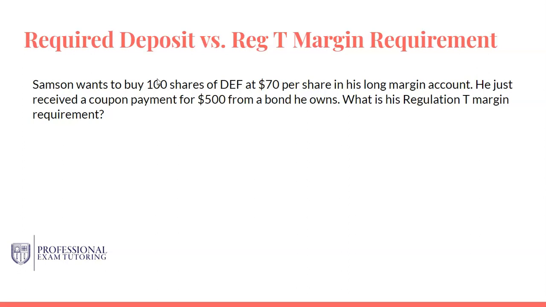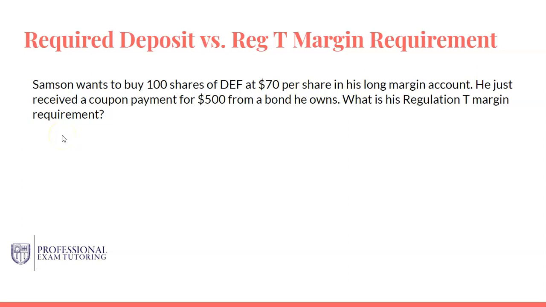Samson wants to buy 100 shares of DEF at $70 per share in his long margin account. He just received a coupon payment for $500 from a bond he owns. What is his Regulation T margin requirement? Okay, so what's important here to notice is first what they're asking in the question. So anytime you're answering any question, whether it's on the Series 7 or any test that you're taking, you want to be absolutely clear on what the question is. So the question is asking, what is his Regulation T margin requirement?